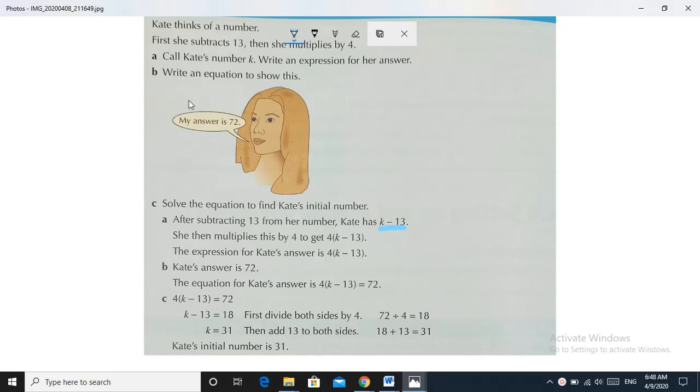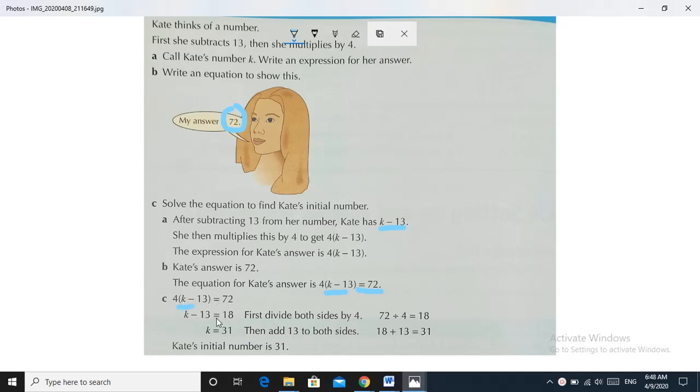For B, we are asked to write an equation to show this. So Kate's answer is 72. That means after the equals sign, we have to write 72. Now we know the first part of the equation, and we got the second part, which is the answer, as she actually mentioned here. So 4 multiplied by K minus 13, close the brackets. Now let's solve the equation to find Kate's initial number, which is K here. So 4 multiplied by K minus 13 equals 72.